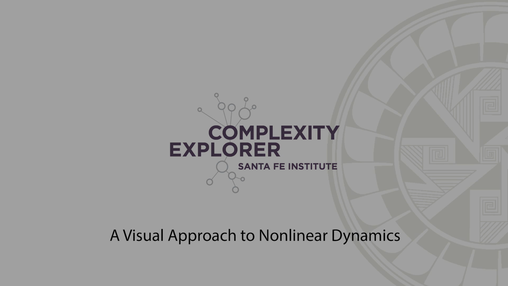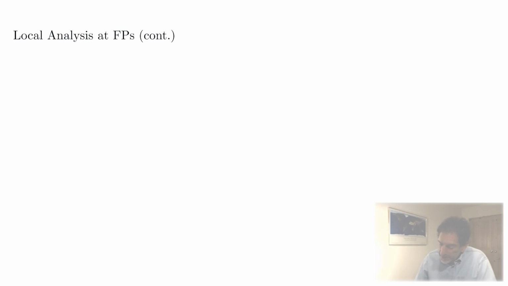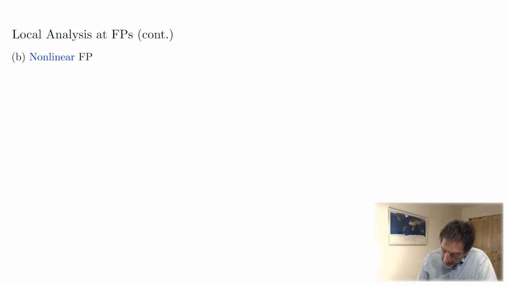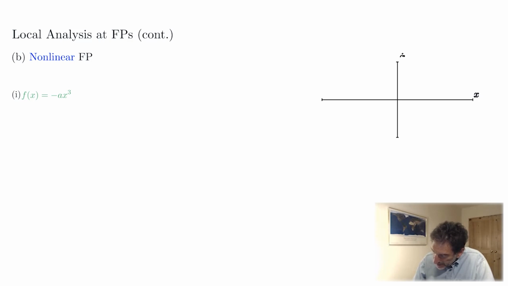Let's now look at local analysis when we have a nonlinear fixed point. So let's take as the example f(x) = -ax³. Again, if we plot the function x dot equals f(x), this is a cubic equation that comes into the origin with zero slope, something that looks like this, and we have a stable fixed point at the origin.